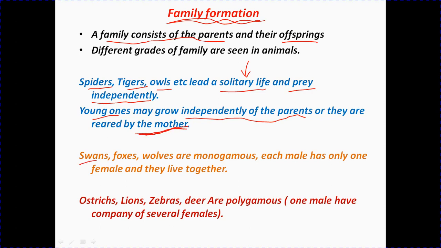Swans, foxes, and wolves are all monogamous. Monogamous means each male has only one female, so they form proper families, and they live together throughout their life. Then we have ostriches, lions, zebras, and deer. They are all polygamous: one male has a company of several females. So this is how different animals form families.